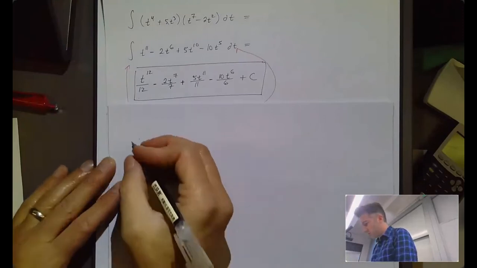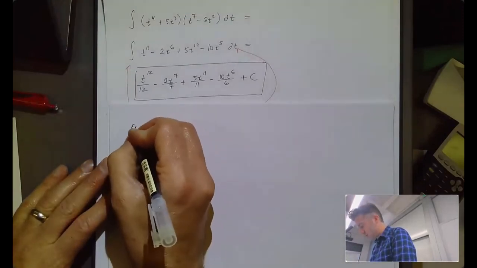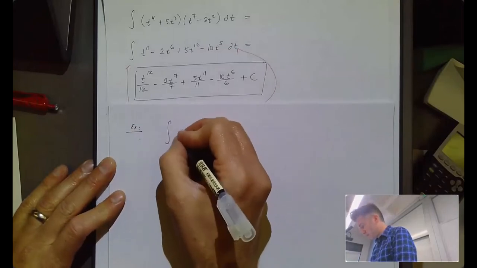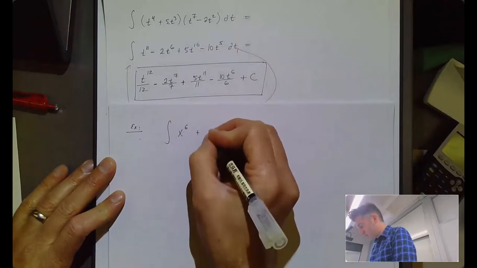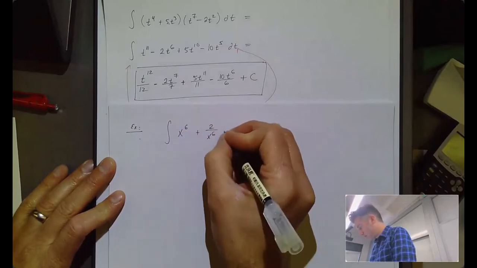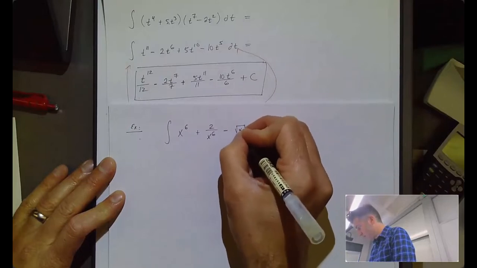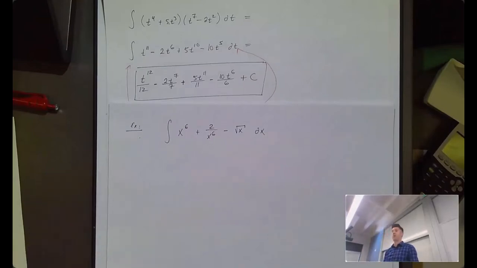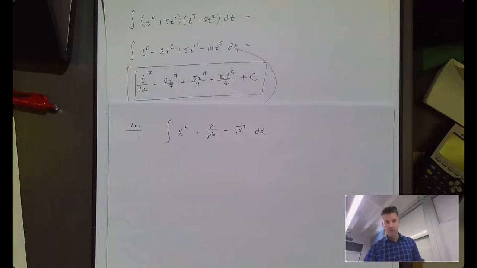Let's look at another. Why don't you all try doing this one? Try finding the antiderivative of x to the sixth plus 2 over x to the sixth minus square root of x. It's definitely going to be necessary to rewrite all those things as powers of x. I'll give you a minute. People at home on Zoom, you should also do this problem. Or if you're watching the video later, stop, do the problem.